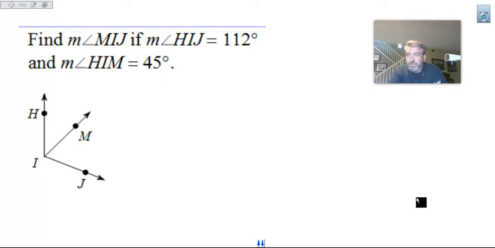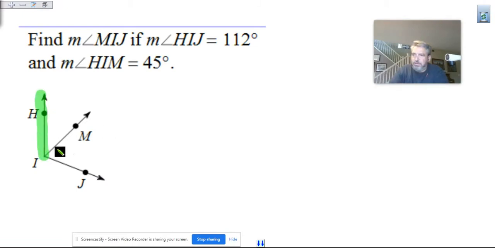Find MIJ if the measure of HIJ is 112 degrees and the measure of HIM is 45 degrees. Now, I'm going to try to figure out where these numbers belong. What is angle HIJ? Could I highlight that? Let's see, I'm going to get a highlighter. HIJ is right here. Okay? Okay, so that's the large angle.